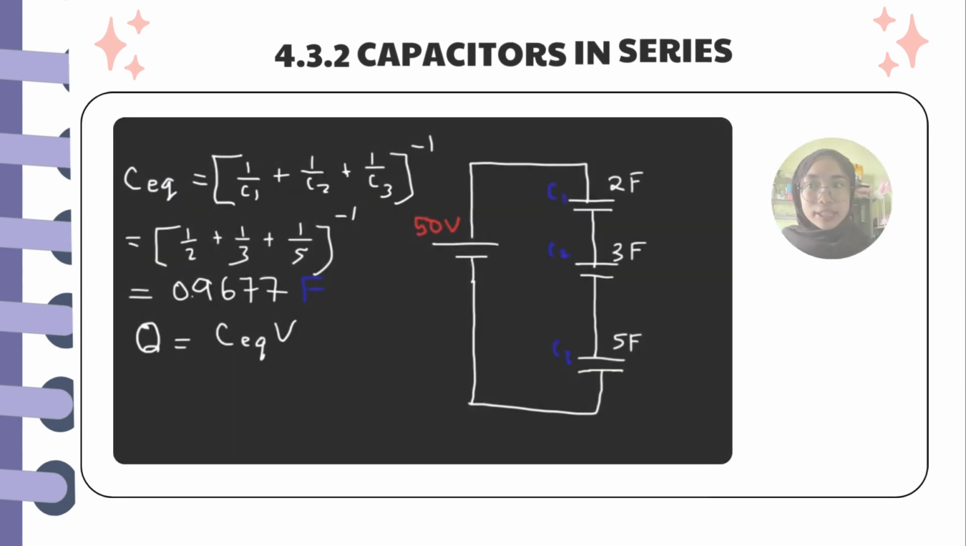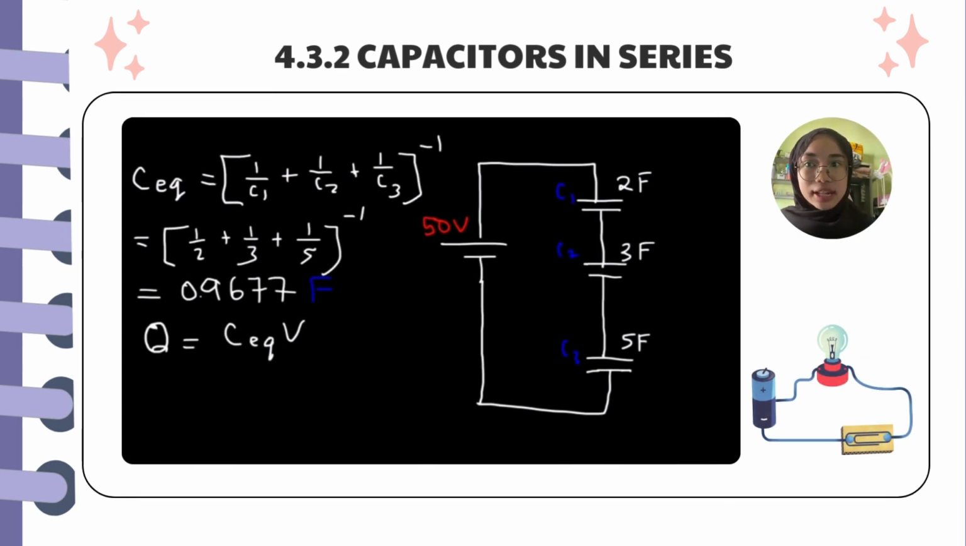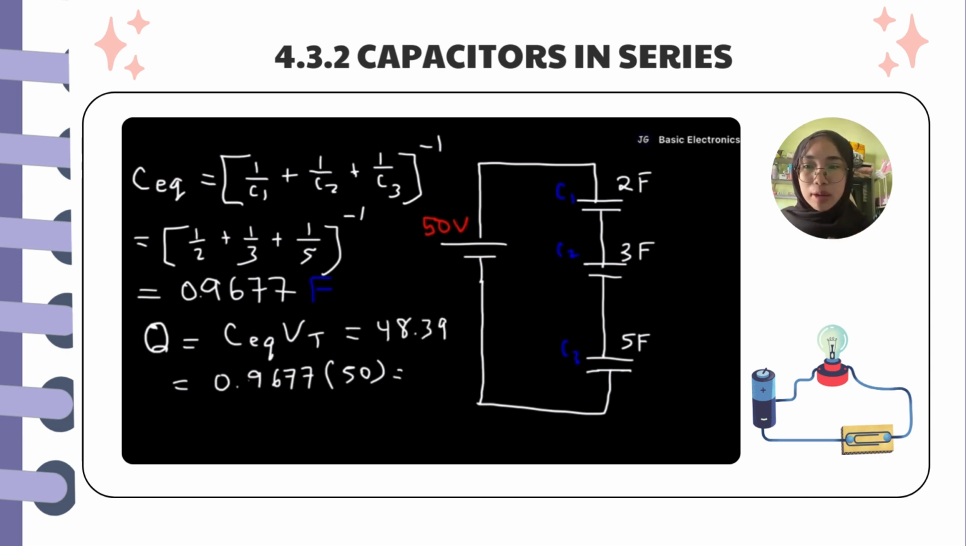Now, what if we have a capacitor circuit in series? Let's use 3 capacitors. On the left we have a battery. Let's call it 50 volts, and C1 is 2 farads, C2 is 3 farads and C3 is 5 farads. What is the equivalent capacitance? Equivalent capacitance equals (1 over C1 plus 1 over C2 plus 1 over C3) to the power of negative 1, so (1 over 2 plus 1 over 3 plus 1 over 5) to the power of negative 1. So the capacitance is 0.9677 farads.